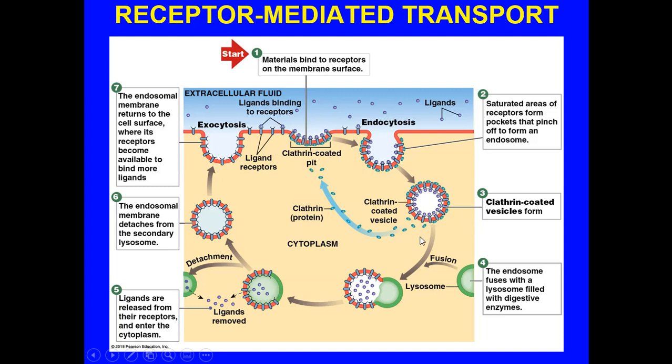This particular vesicle may fuse with a lysosome, which is filled with digestive enzymes, and the digestive enzymes will free up the ligands and break them down. The rest of the receptors will eventually be transported back as a secondary endosomal structure, and they will fuse with the cell membrane so those receptors can be reused, okay?